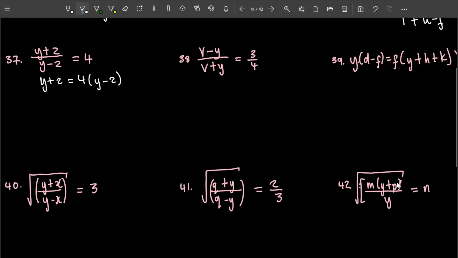Now I have y on the left, y on the right. How do I make y the subject? I have to expand. y + 2 is equal to 4 times y becomes 4y. 4 times negative 2, the signs are different, the answer is negative. 4 times 2 is 8. What do I do now?